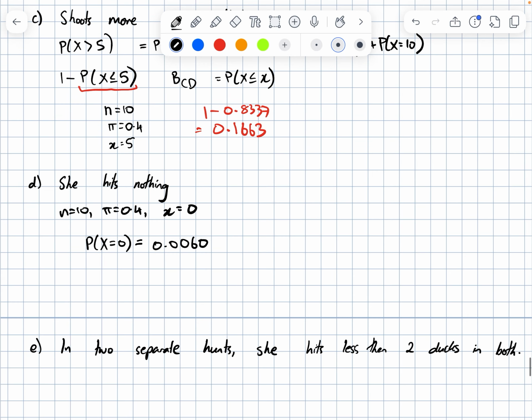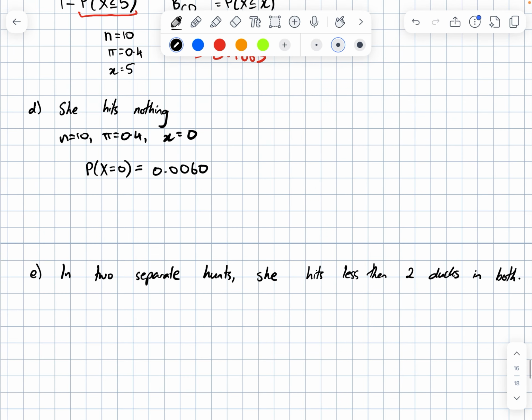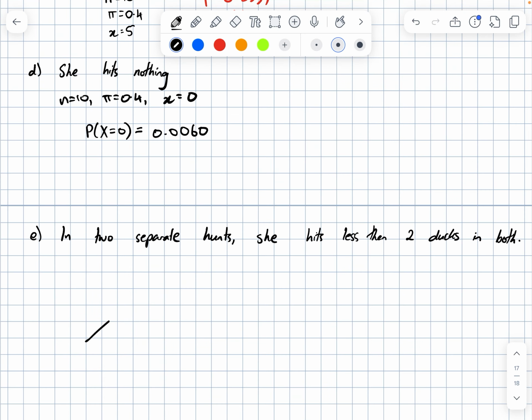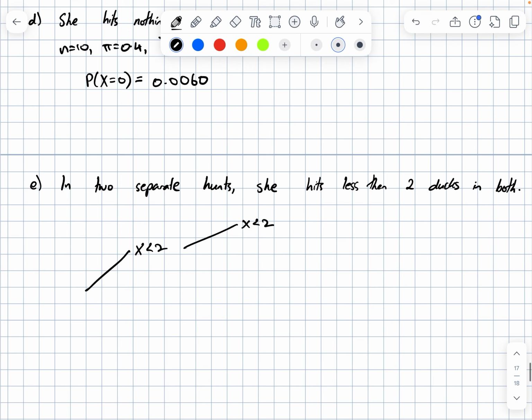Last question. In 2 separate hunts, she hits less than 2 ducks in both. Now, when we're going for 2 separate ones, that means that we have to essentially look at this like it's a probability tree, where in the first one, she hits less than 2, and then the next one she hits less than 2. And so we're going to be finding the probability that she hits less than 2, and then timesing it by the probability she hits less than 2, because that's what you do when you go along branches in a probability tree. So we first need to know what is a probability that x is less than 2.